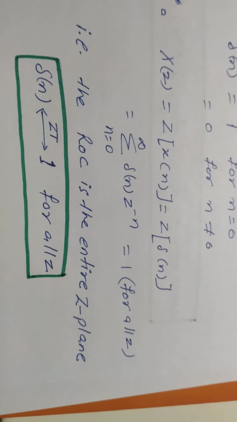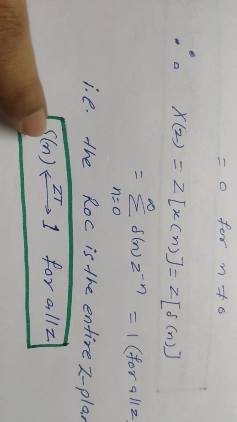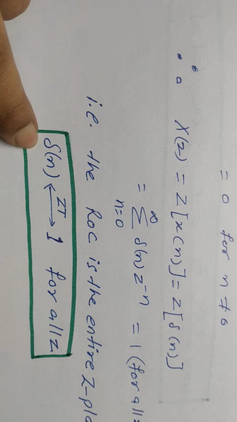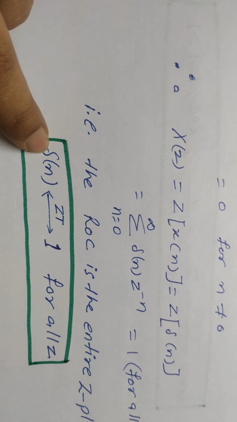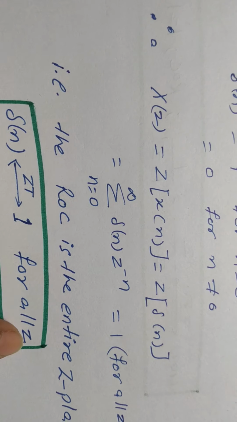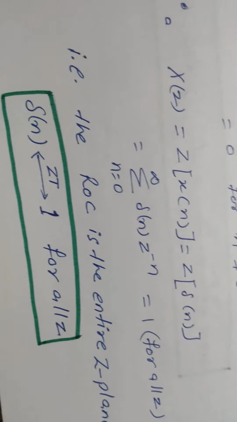That is, the ROC is the entire z plane for this particular sequence. If the sequence is a unit sample sequence or a unit impulse sequence, the Z transform is 1 for all values of Z and the ROC is the entire Z plane.